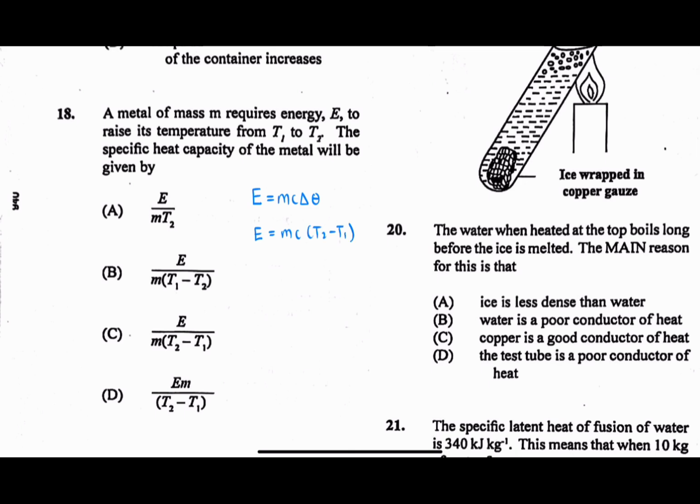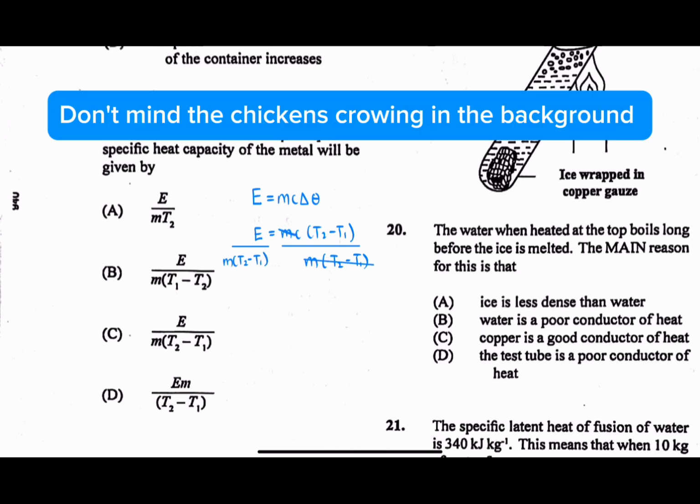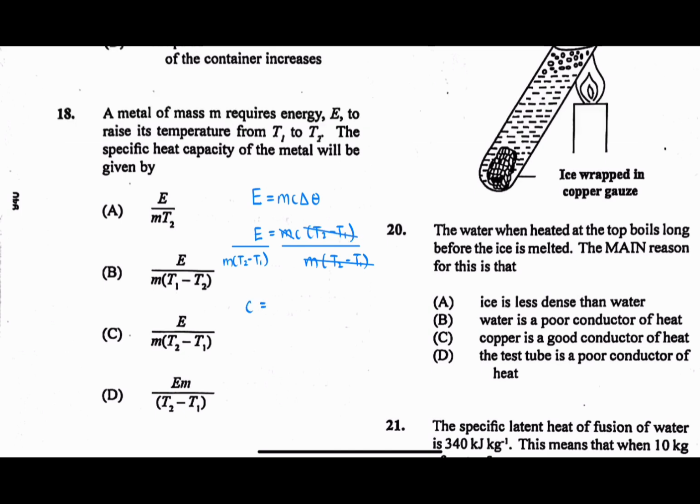So I want to find C. If I want to find C, I would have to divide both sides by m times (T2 minus T1). The reason I'm doing this is so that on the right hand side I'll end up with C alone. That being said, C is going to be equal to E all over m times (T2 minus T1). So the option that corresponds to that is C.